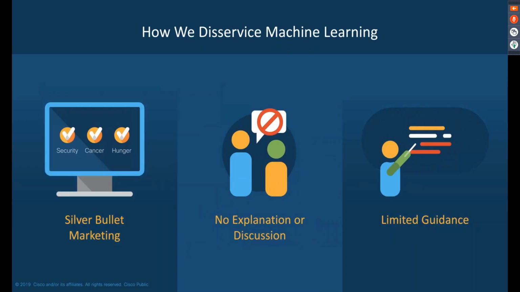As this slide points out, this is really a disservice to machine learning, because as we'll see, it has its uses, its places, its value, but we've overhyped it through silver bullet marketing. And this key thing in the middle here: no explanation or discussion. That's that black box approach of saying, here's the machine learning, it's always right. And then there's limited guidance from vendors and the market in general on how we select such tools.